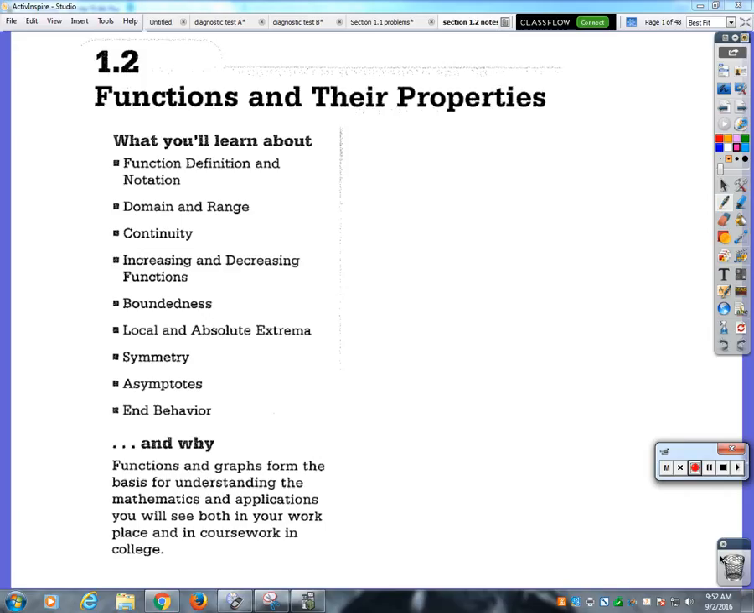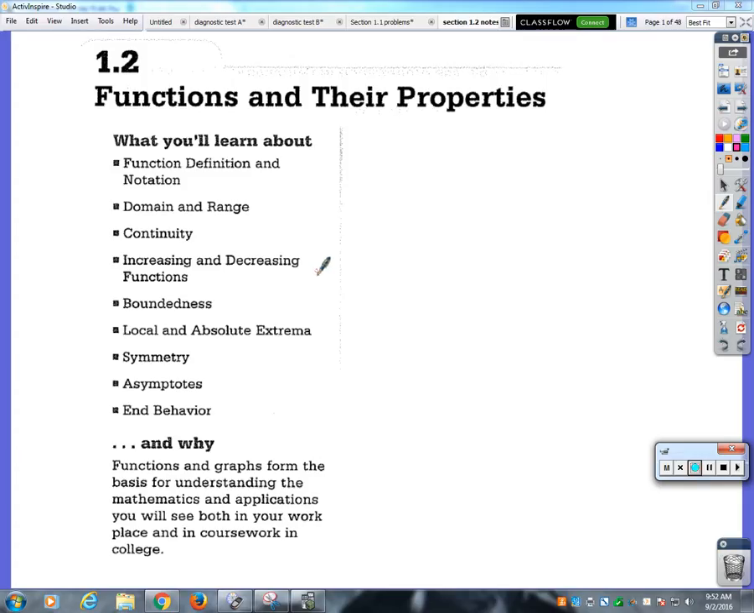Function definition and notation, you are probably mostly familiar with that already. Domain and range, I know that you've talked about quite a bit. And then there are some other ideas in here that maybe we haven't formally discussed in a mathematical way, but a lot of them have some intuitive meanings for you already, like continuity. Whether something is continuous or not, you can probably think a little bit about that and already have a good idea of what that's going to look like.